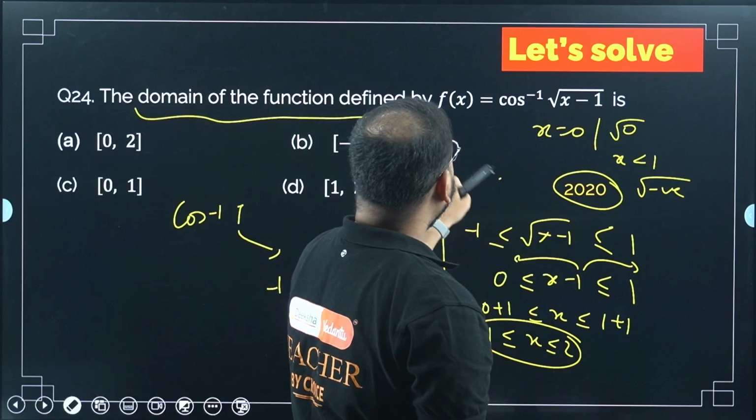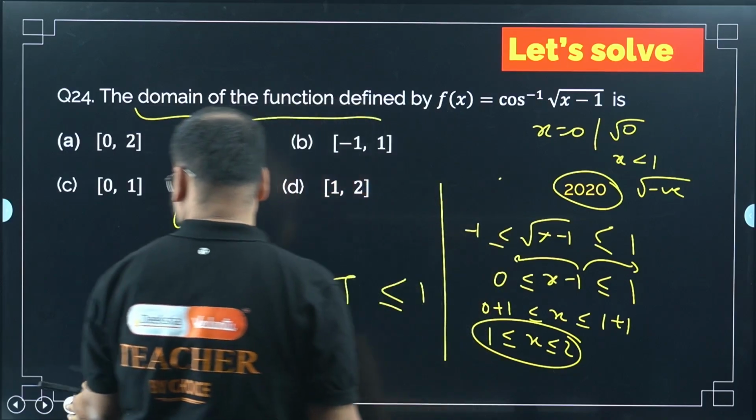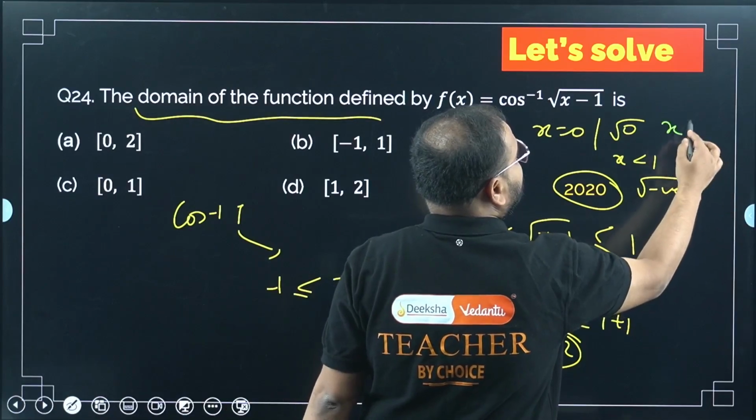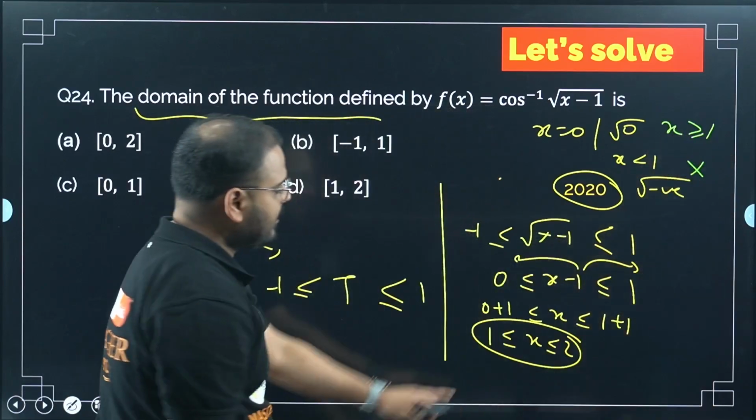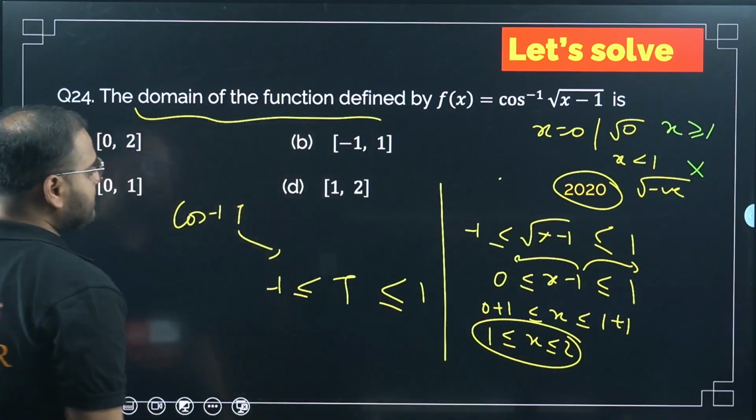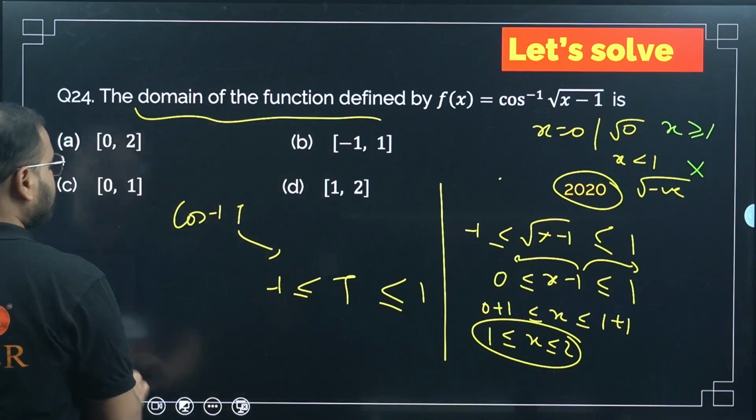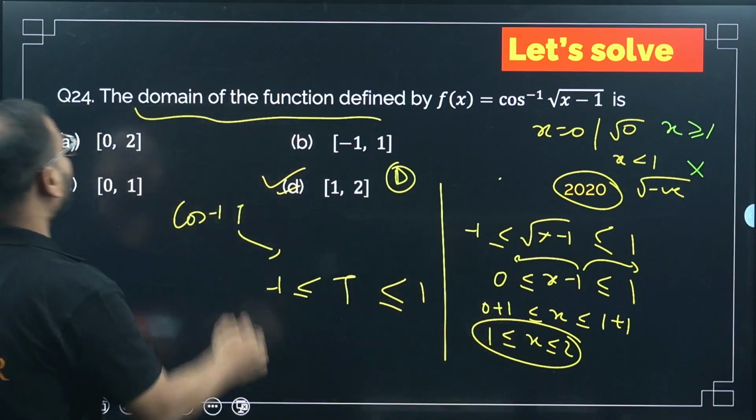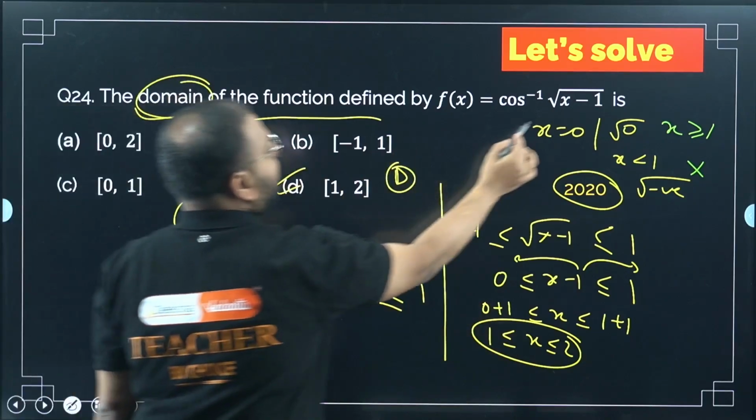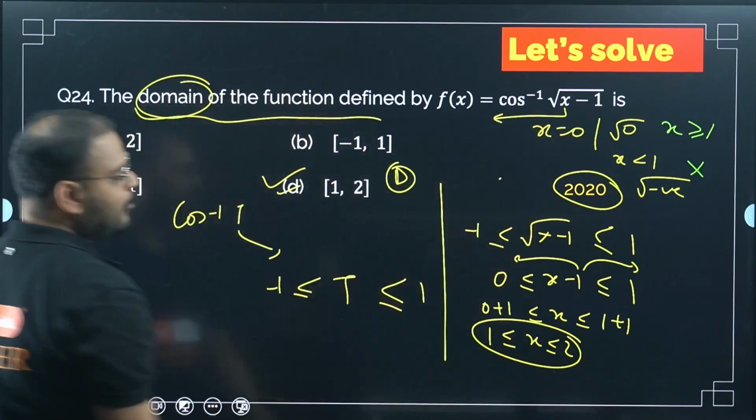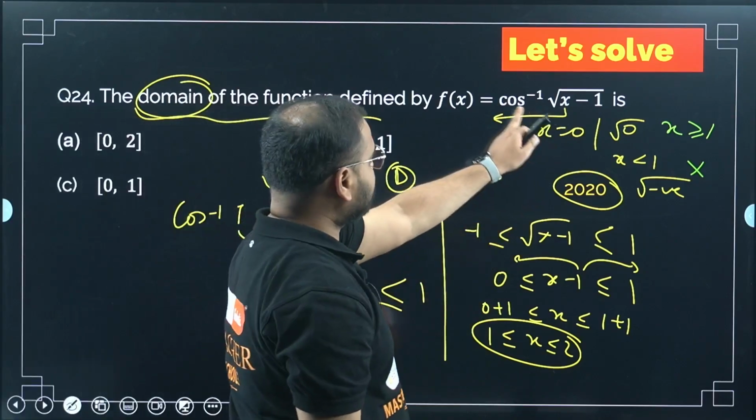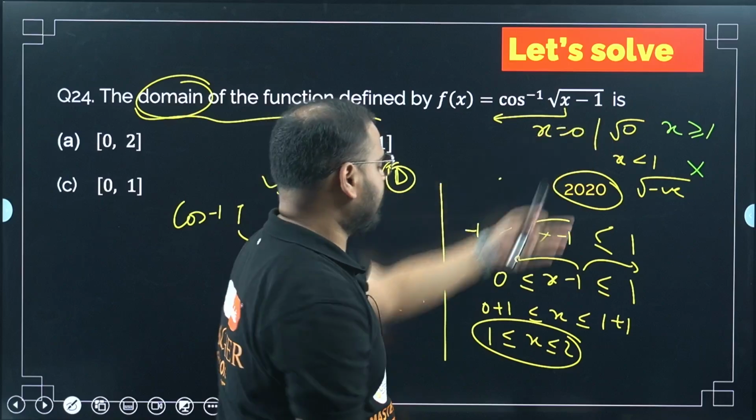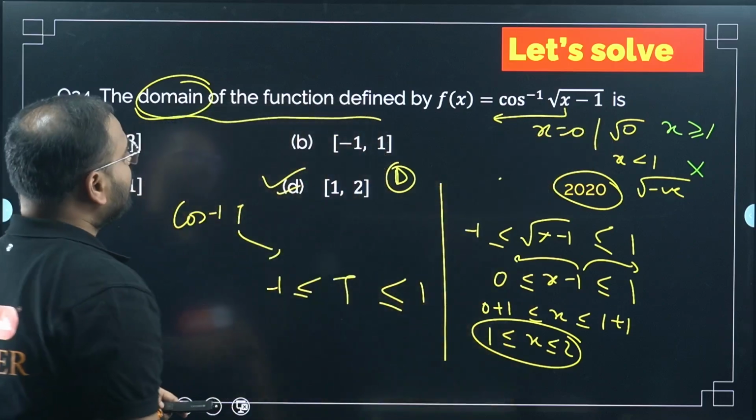So for that reason, I have to take x greater than or equal to 1. So that's why from 1 to 2. Option number D. They are asking the domain, right? Domain means the value of x. So x will lie from 1 to 2. Domain of this whole function means what values x can take. So the answer is 1 to 2.